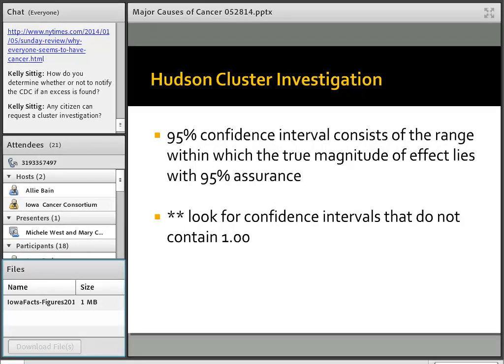And then we also, in this investigation and in the write-up, will have the 95% confidence interval, because you want to make sure that the PIR is giving you a true magnitude of effect. So this confidence interval gives that magnitude with 95% assurance. That way you're not putting out a number that really isn't very true. And if you're looking for something that's significant, look for the confidence intervals that do not contain 1, and I'll show you that here in a little bit.